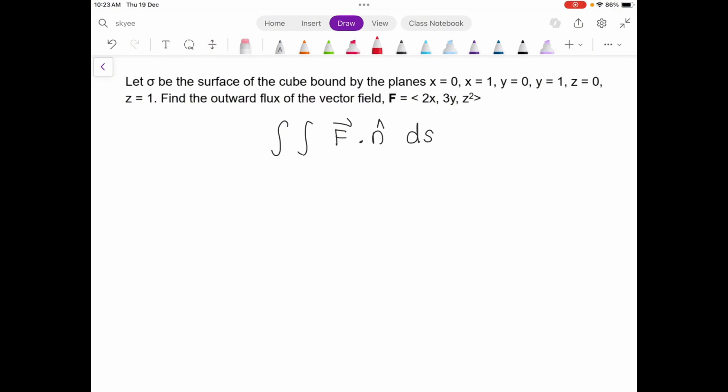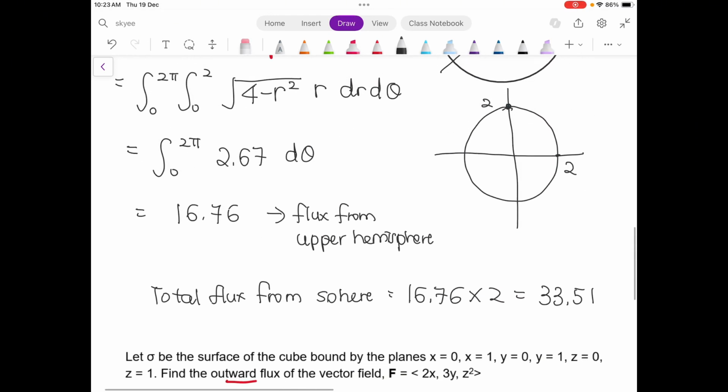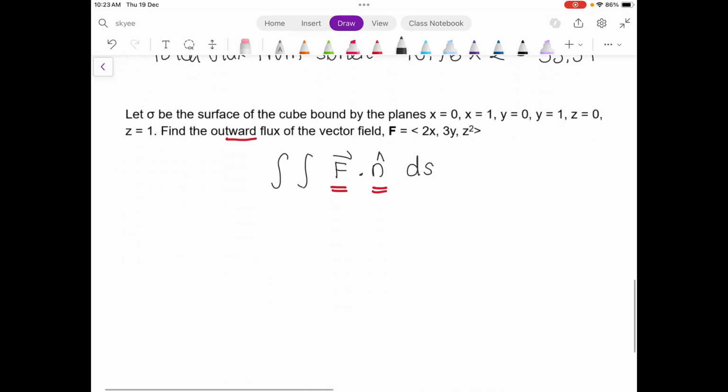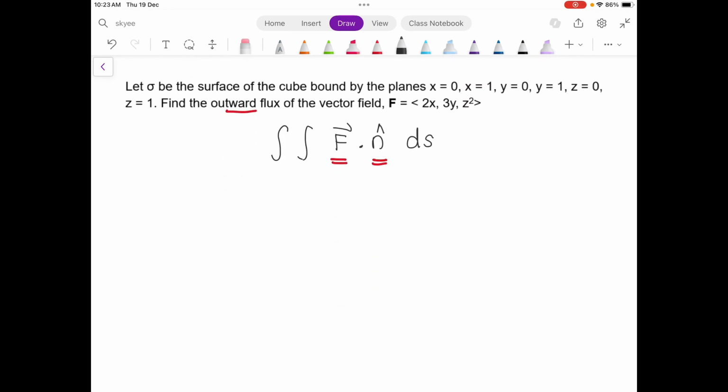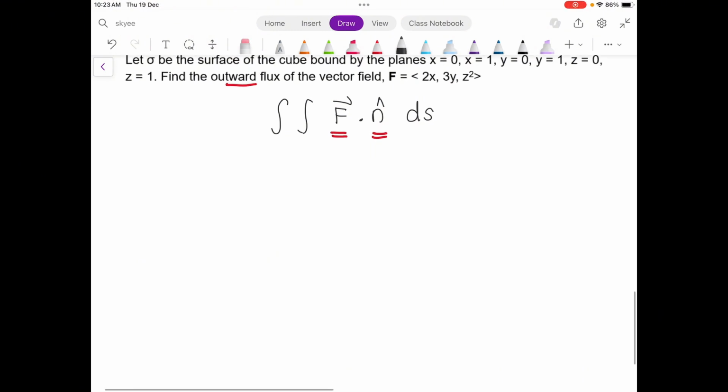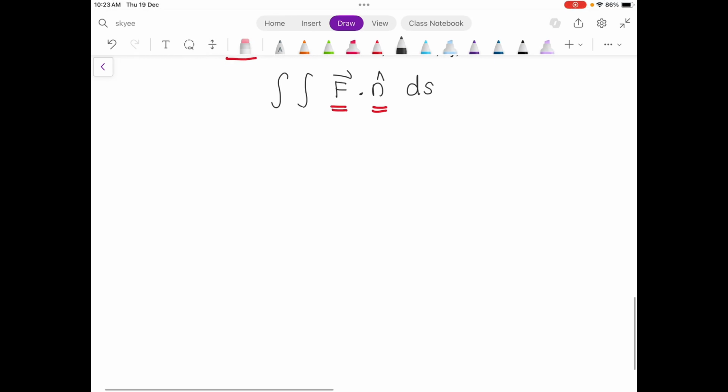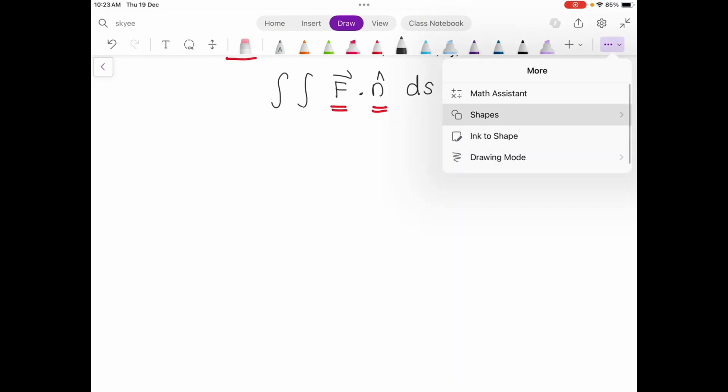Again, F has been given, the N is not given, but we know that it is outward flux, so we can find it. But first of all, I want you to imagine this cube. This cube doesn't have a single equation, like in the previous one where we had a single equation of the sphere. The cube is a combination of all the planes. So let me draw this cube.